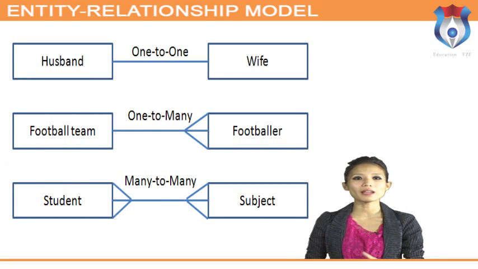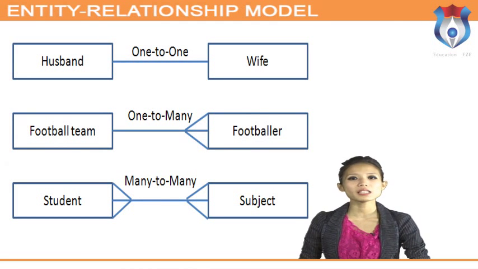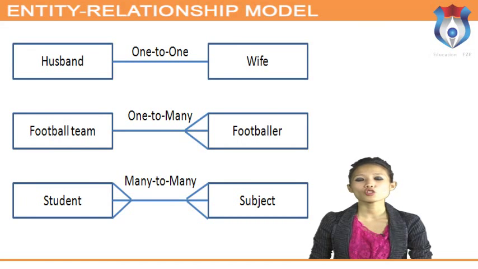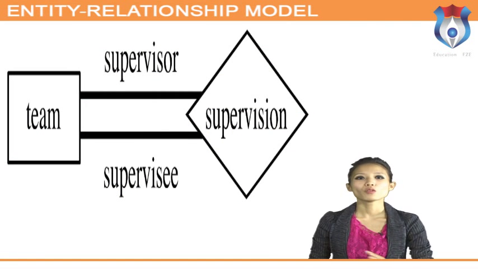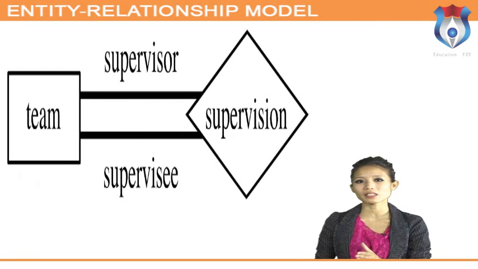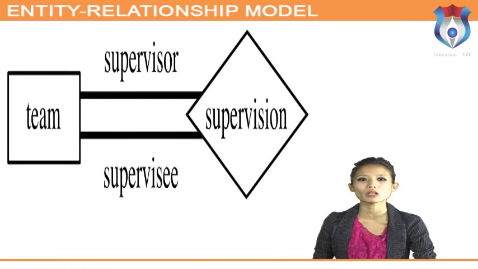Understand this concept by an example. A faculty can teach at most 3 sections, while each section can be taught by at most 4 faculty members. A faculty can teach no classes to maximum 3 classes, while a section can be taught by 1 or 2 faculty members. So this is a many-to-many relationship.